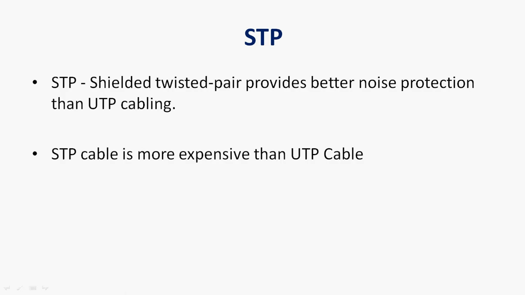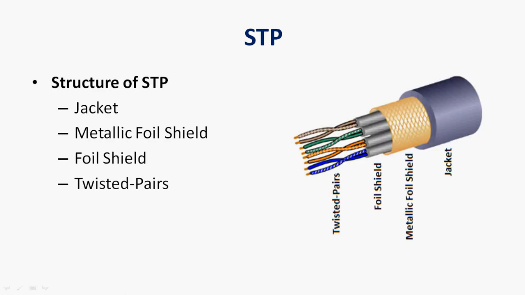Now we will go to STP, that is shielded twisted pair. It provides better noise protection than UTP cabling. STP cable is more expensive than UTP cable. Here we can see the structure of STP. We can see an outer jacket, then a metallic foil shield, then a foil shield which protects our twisted pairs, and finally the twisted pairs.